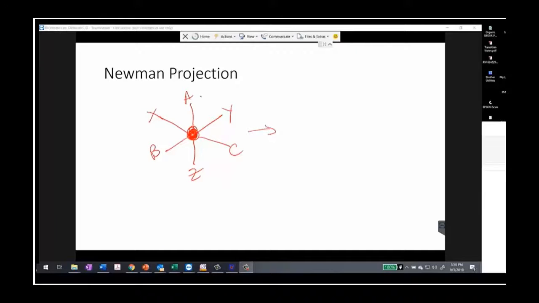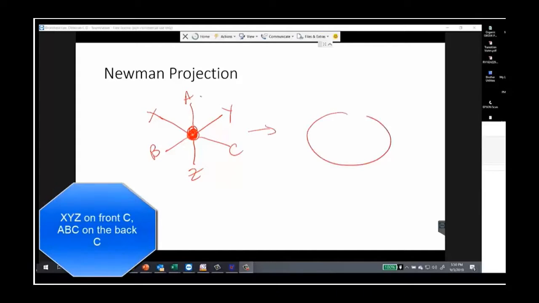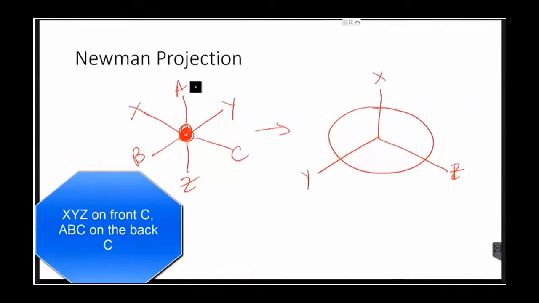The way that we translate that is that we make a big circle. What's on the front of the circle are what's in the front. So this is our carbon right here. Again, I'm going to call this XYZ, not in any particular order. The carbon that's in the back, we can't see, so that's blocked. We can pretend that what you see with your hand around the model blocking the back is that circle.